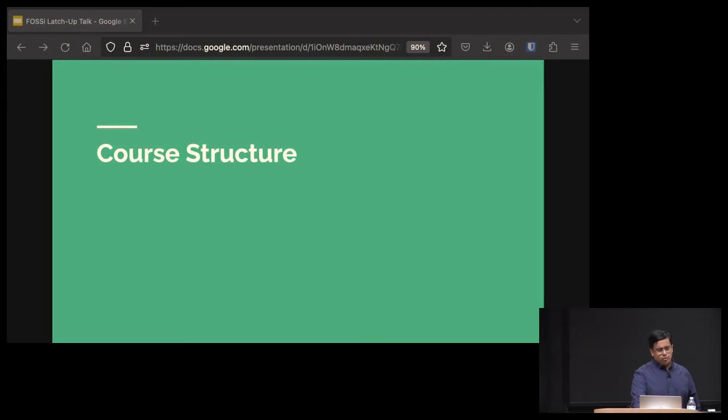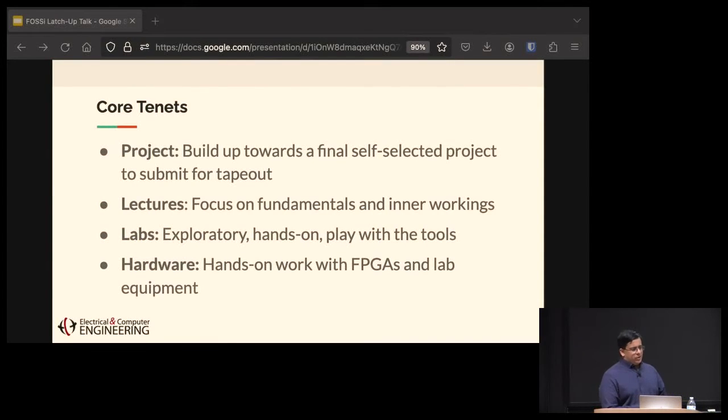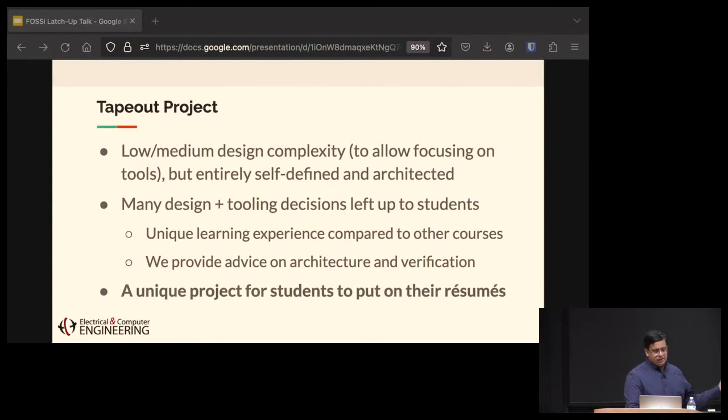So how did we structure the course? Our core tenets of the course, we have 4 core tenets, obviously centered around a tape-out project. We have lectures that focus more on fundamentals and how stuff works. Labs are exploratory: play with the tools, figure out what they're doing, report back. And obviously we want students to have hands-on experience working with the hardware, so we provide them with FPGAs and other hardware they need for their projects. So the center of the course is the tape-out project.